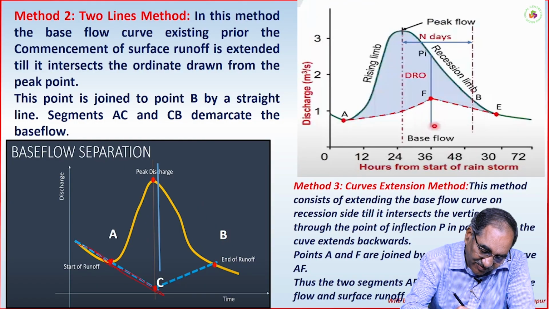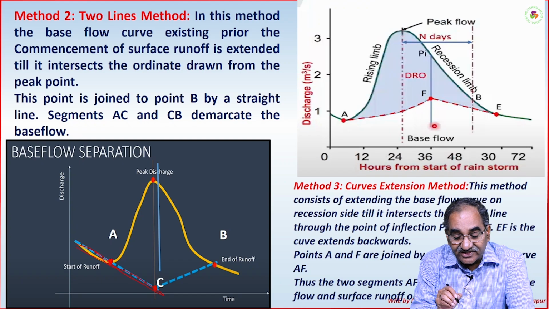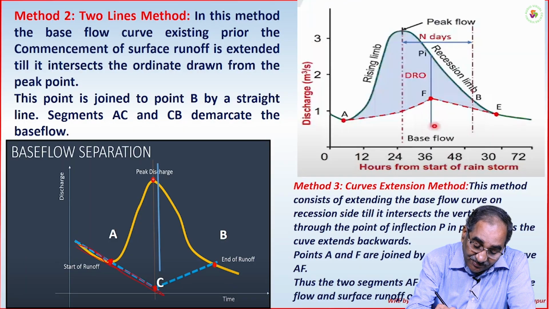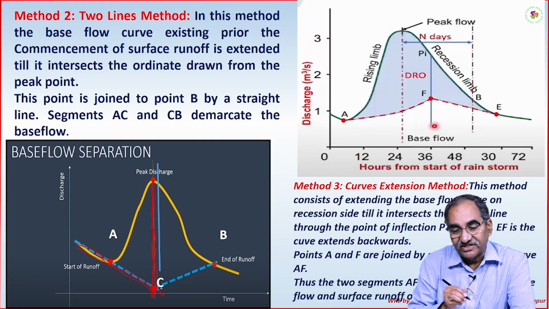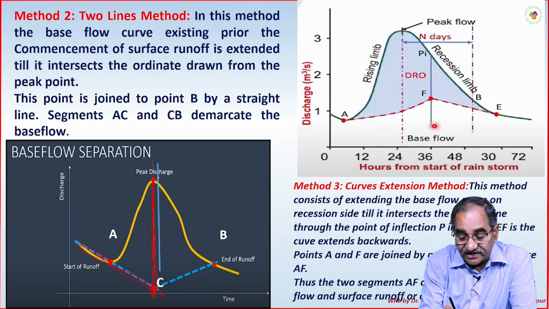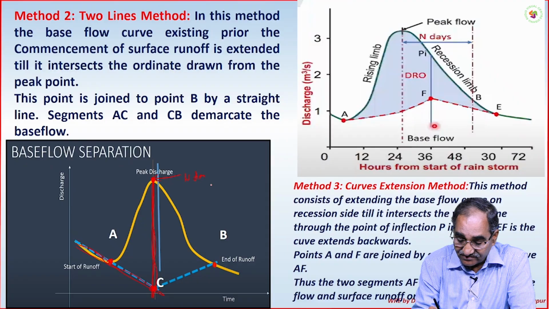That is what the first point I told. Extended till it intersects the ordinate drawn from the peak. So from the peak, whatever line you have drawn, draw that from the peak. It intersects. So this is C. Then again, the end of runoff. How to get that end of runoff, you tell me? This is n days.